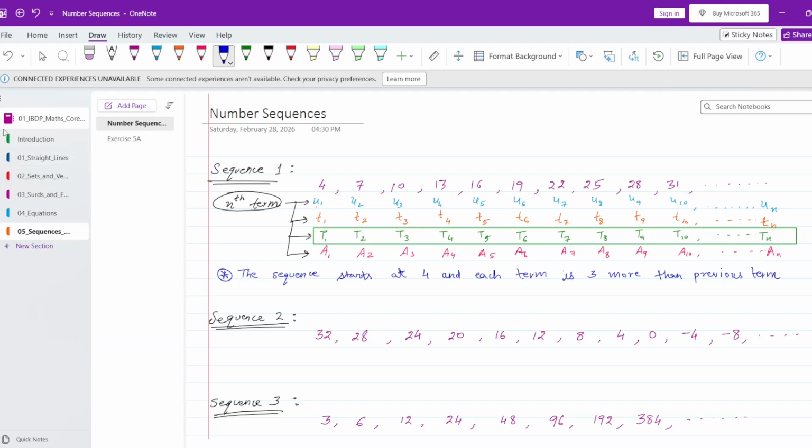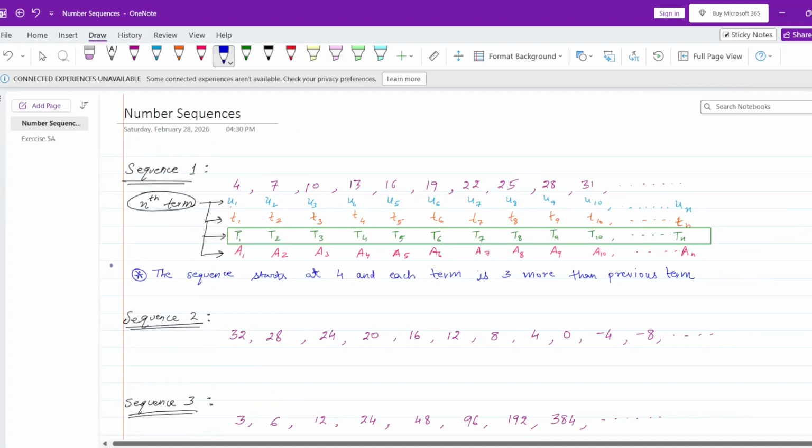Today we are going to start a new chapter called Sequences and Series, and today we are going to study number sequences. So let's get started. Let's take this sequence of numbers, that is 4, 7, 10, 13, 16, 19, 22, 25, 28, 31 and so on. Do we see any pattern?